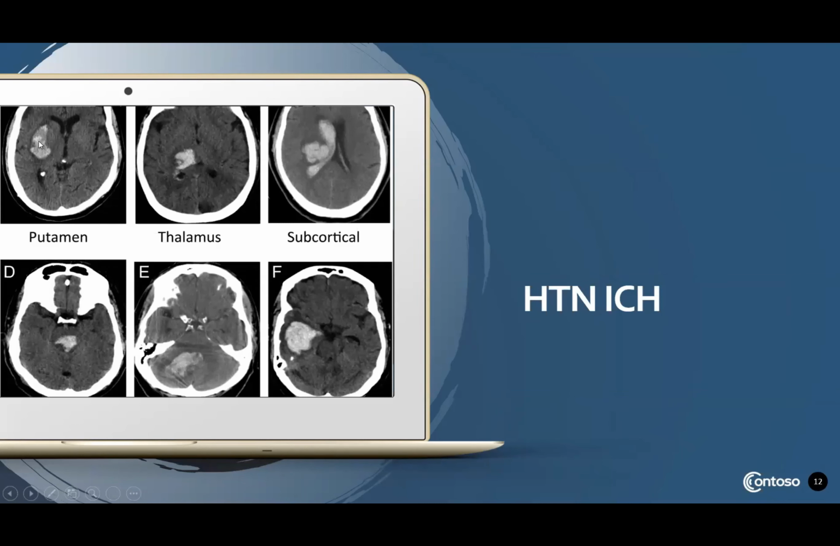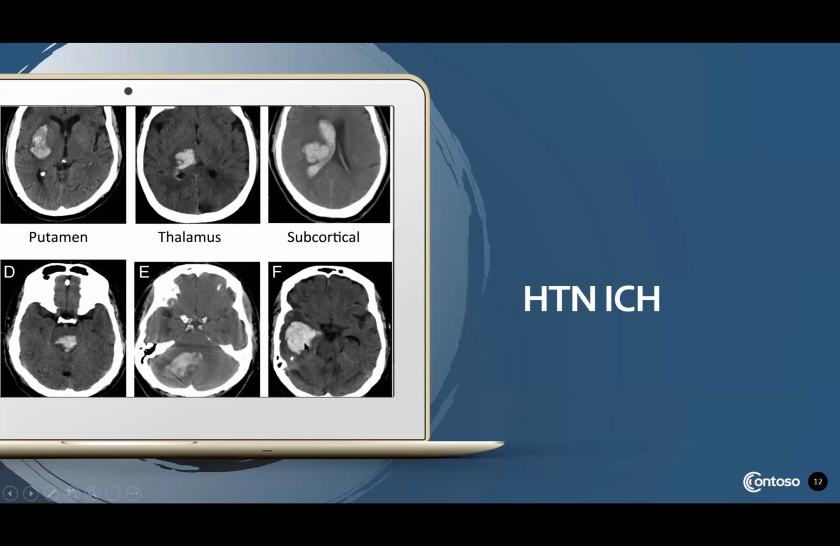Yes, this is the most common type, followed by ICH in the thalamus, followed by ICH in the cerebellum, and pontine. So these four are the most common. Later on come subcortical and lobar. So the most common site of hypertensive-related bleed is the putamen, deep. After that, the thalami. After that, the cerebellum, and lastly the pontine. These are the least common.